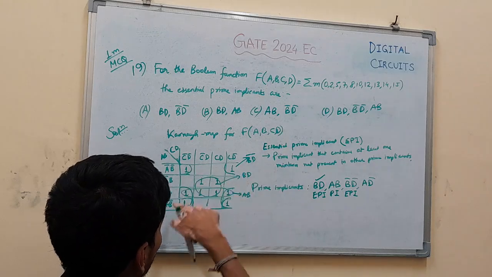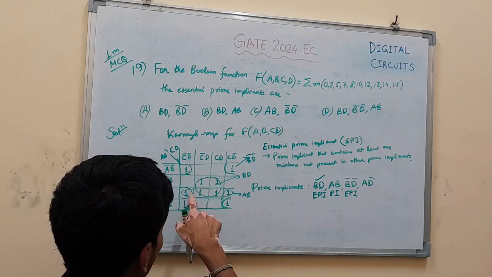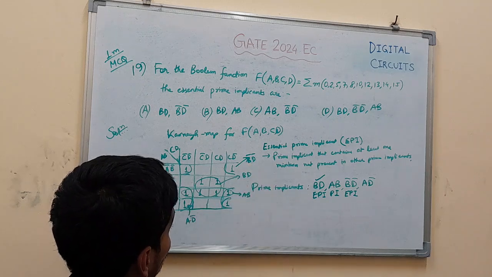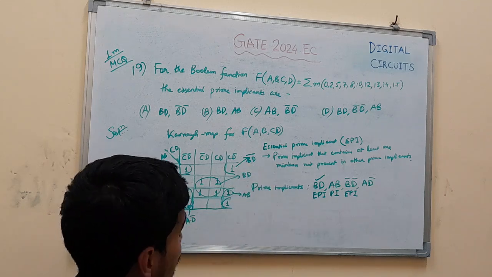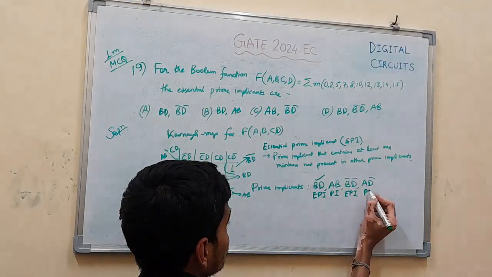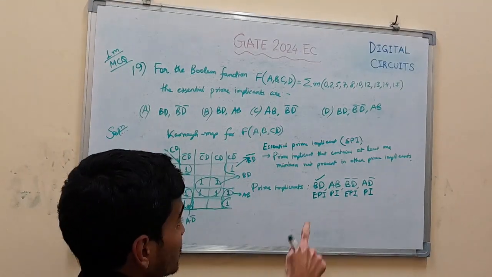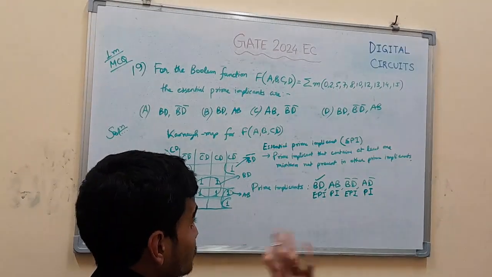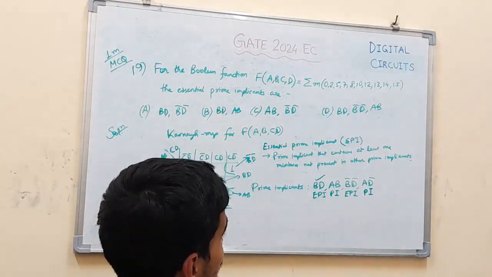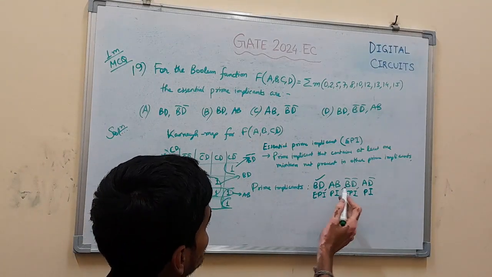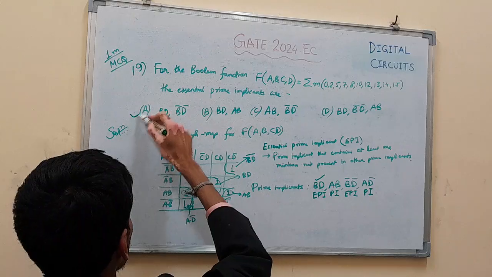B bar D bar। AD bar में जो लोअर वन है, उससे B bar D bar कॉमन है, तो AD bar भी इट इज जस्ट अ प्राइम इंग्रीडिएंट, नॉट एन एसेंशियल प्राइम इंग्रीडिएंट. So BD and B bar D bar are essential prime ingredients, while AB and AD bar are only prime ingredients, not essential prime ingredients. As the question asks which are the essential prime ingredients, so our answer should be BD and B bar D bar, which is option A.